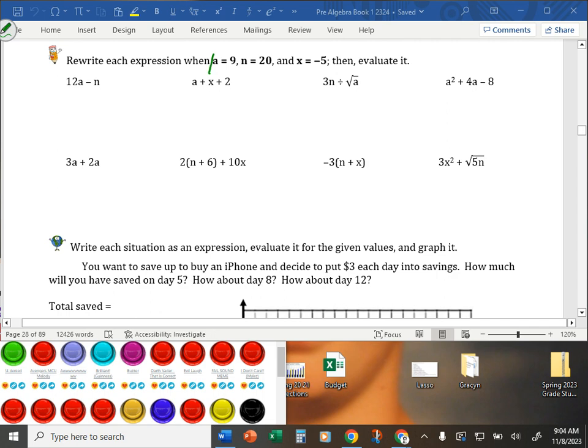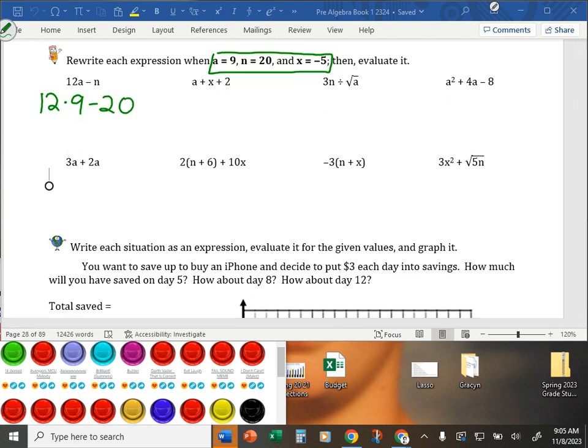So looking up above here, I tell you a is 9, n is 20, and if there's an x, it's going to be negative 5. So you're going to rewrite this before you start solving them. You are going to rewrite them first with the numbers plugged in. Yes, it is so much work. No, this is actually easy.